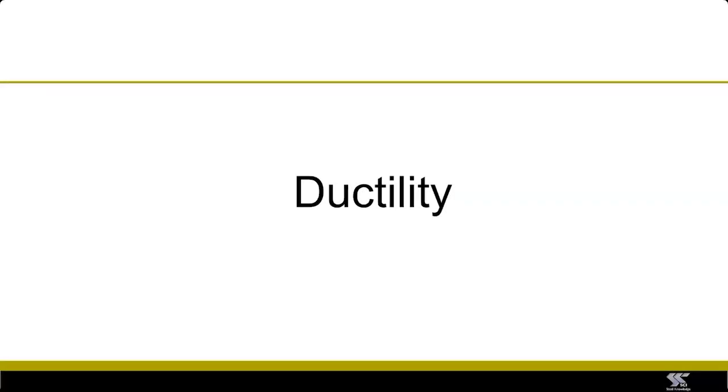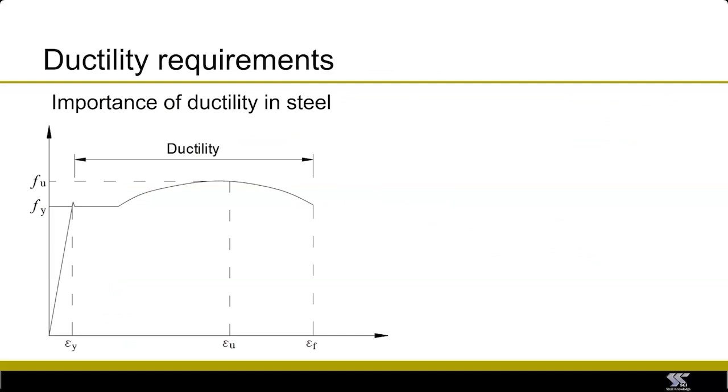Okay, so now let's talk about the ductility of the steel and why it is important in design. Ductility can be defined as the ability of the steel to exhibit permanent deformations without fracturing. A good measure of ductility is the elongation at fracture, which is given by epsilon sub f.